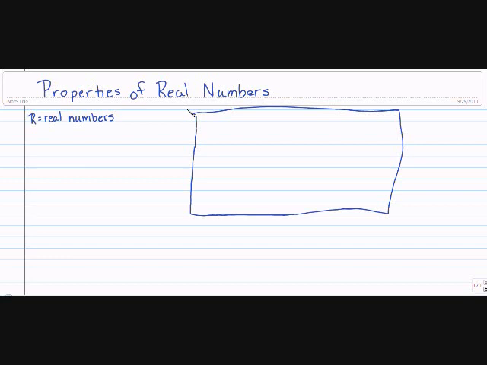Welcome to Properties of Real Numbers in Algebra 2. Here I have a diagram and I have real numbers. All real numbers are numbers that we can see on a number line. They're divided into two sections.